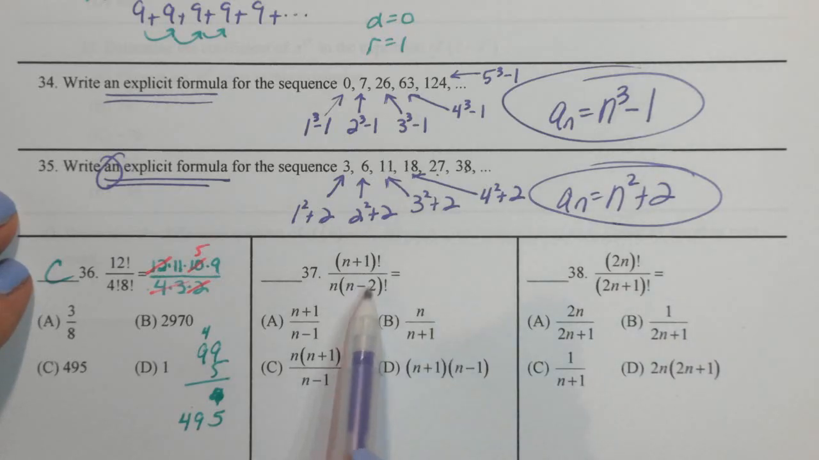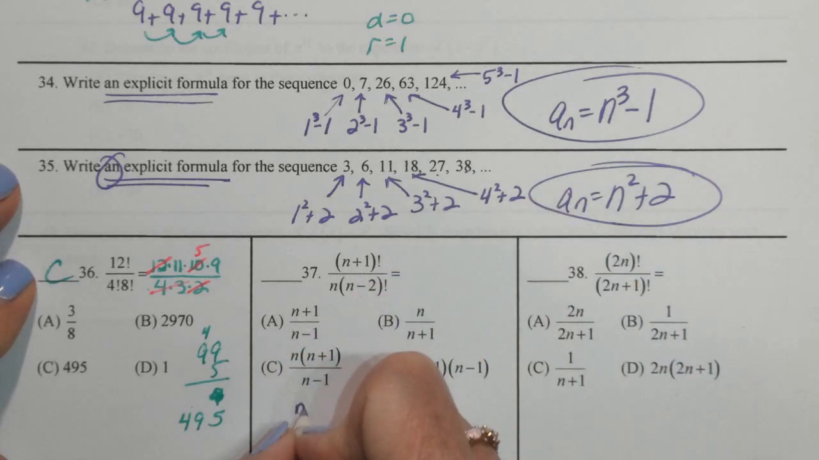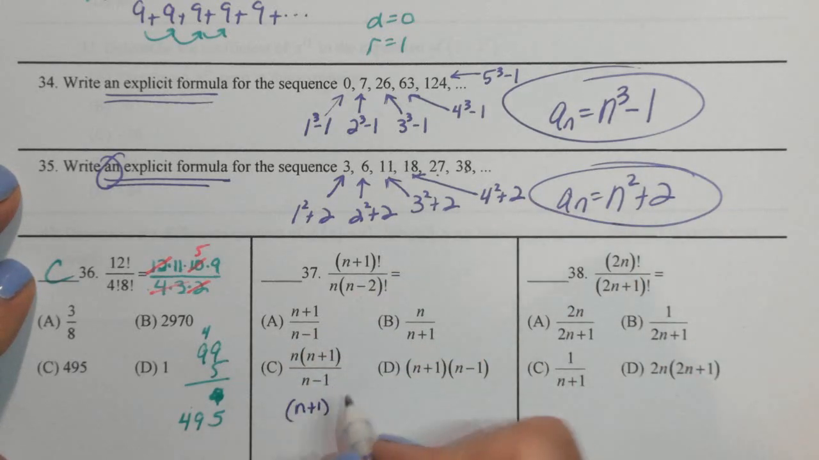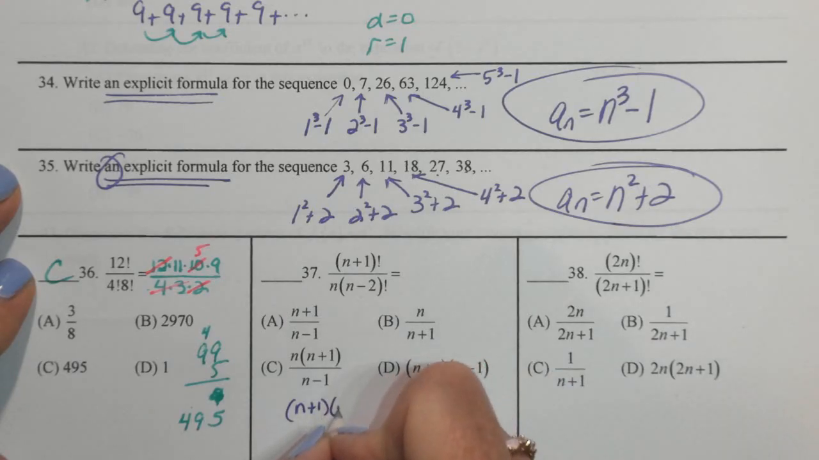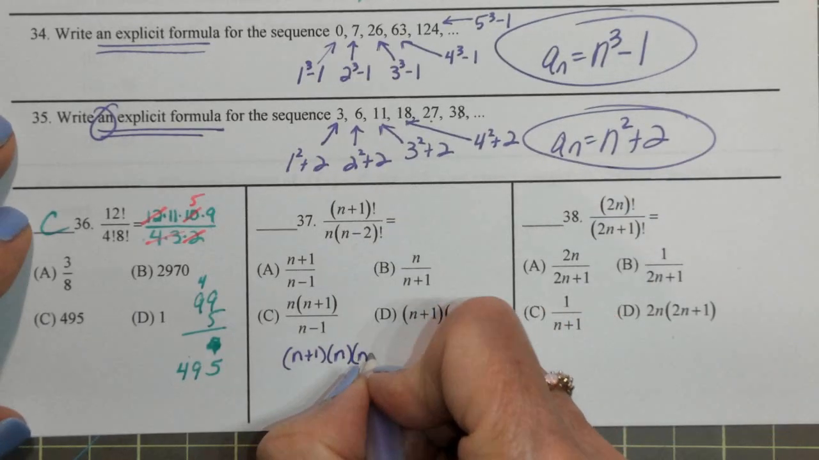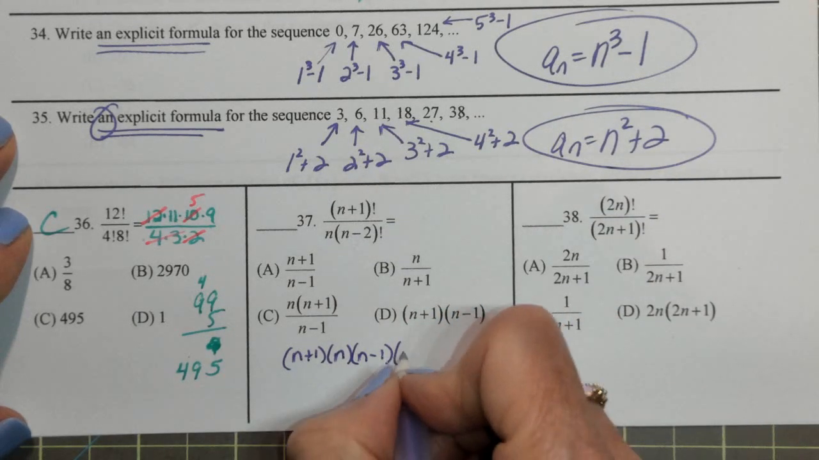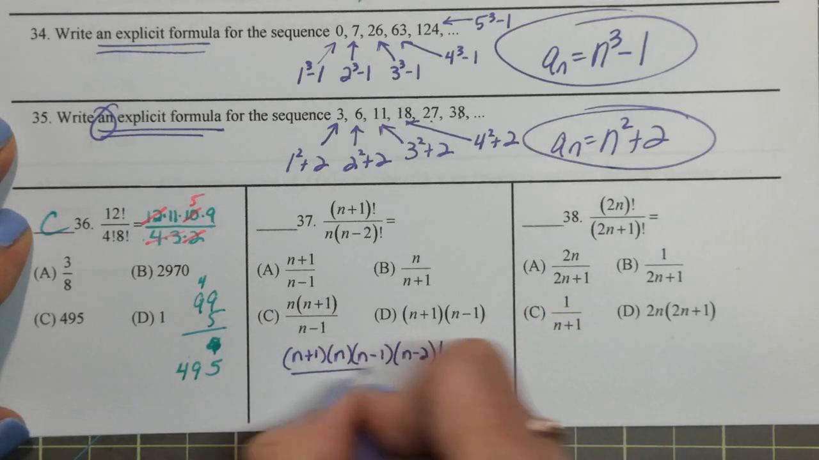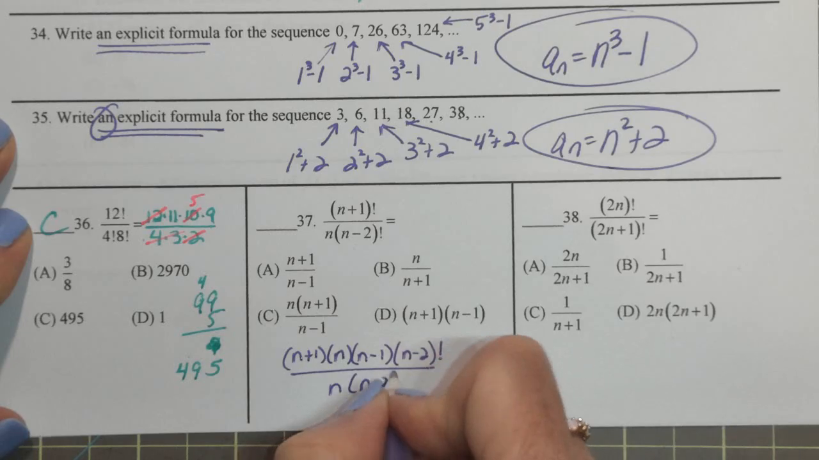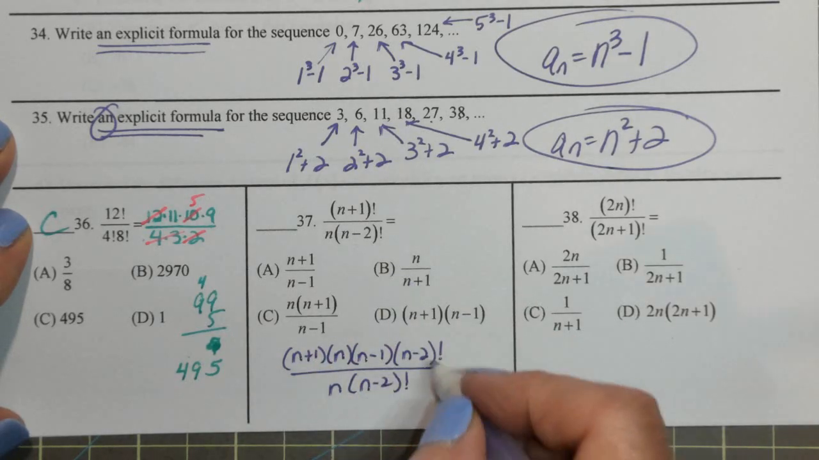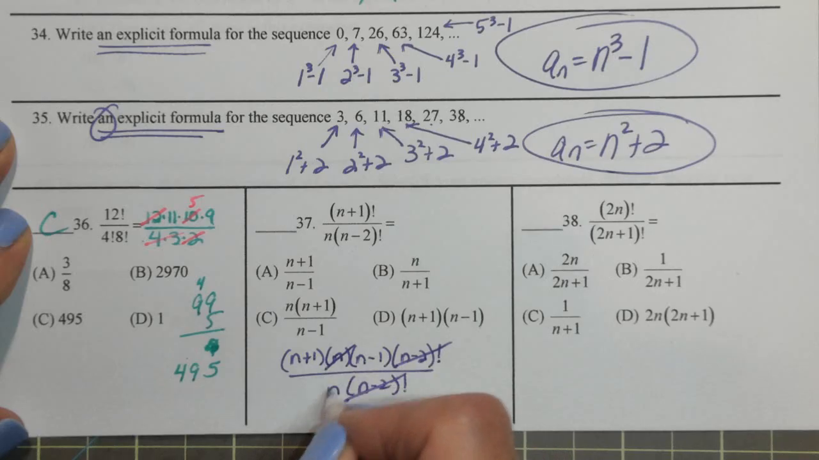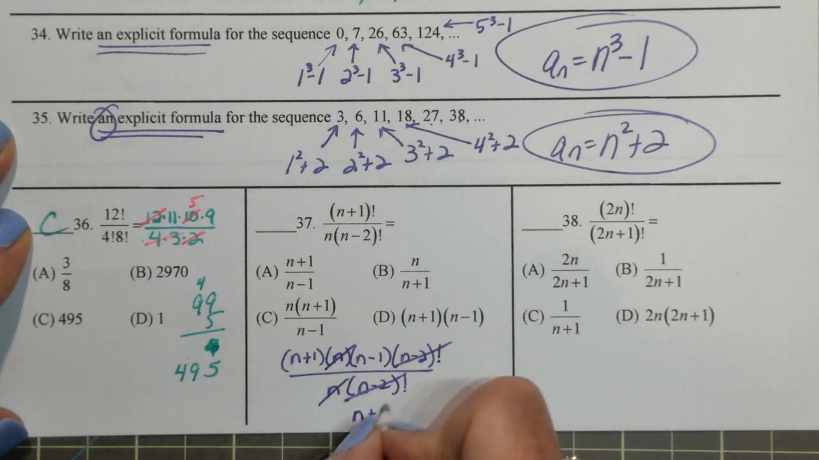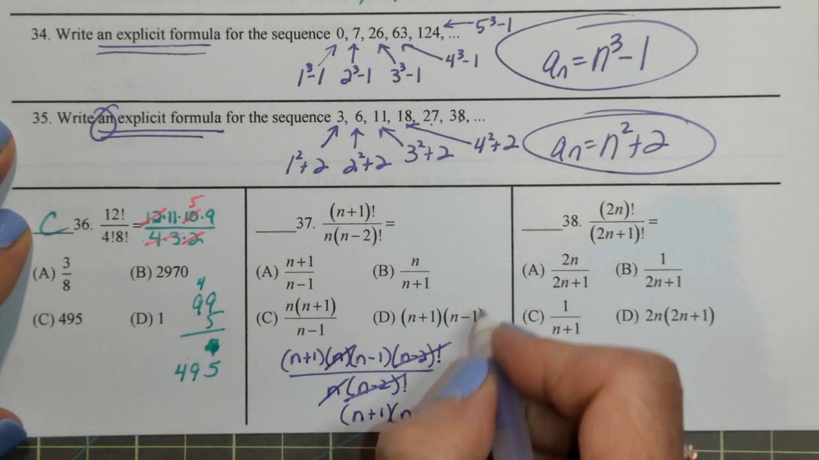For this one, I start with my biggest. My biggest is the n plus 1. This would be n plus 1 times the next number down. The next number down from that is n. The next number down from n is n minus 1. The next number down from that is n minus 2, and it would keep on going, right? I'm just copying down the bottom. These are going to reduce, the n is going to reduce, and I'm left with n plus 1 times n minus 1, D.